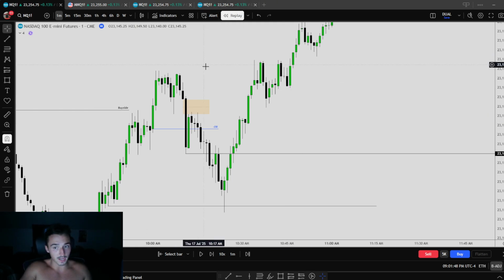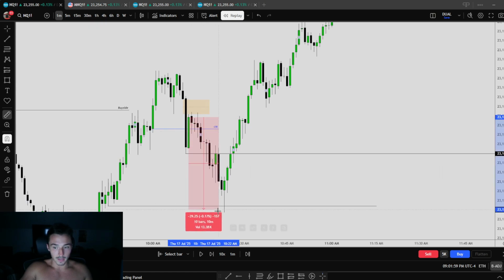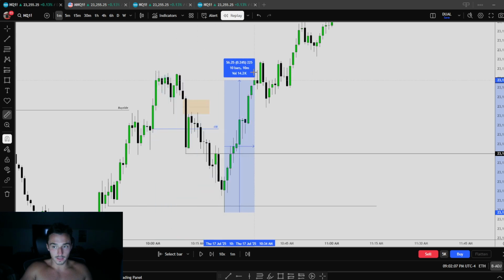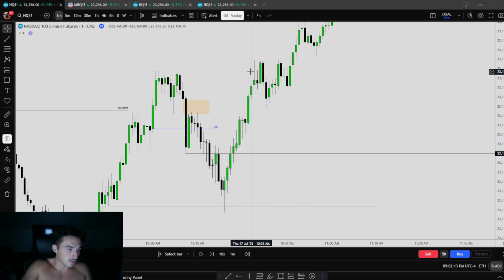It's totally fine. But just know if you're playing in the opposite direction of the draw, it's going to take a little more time to work out. Like right here, it moved 40 points in 12 minutes. And then right here, we moved 60 points in 10 minutes. Right? So just know that you're going to get a quicker move if you're in favor of the draw.